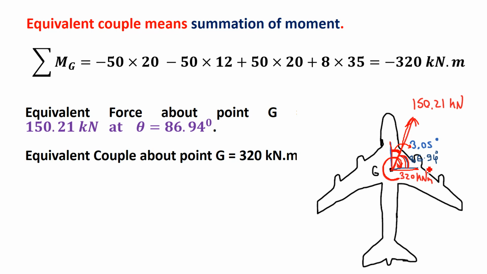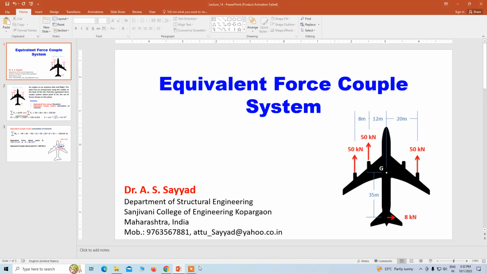So this is the second problem on equivalent force couple system. I hope all of you understand problem number 1 and problem number 2 on equivalent force couple system. If the question is to find the equivalent force couple system, please remember you have to find the resultant of the given force system and the summation of moments of the given force system about a point.